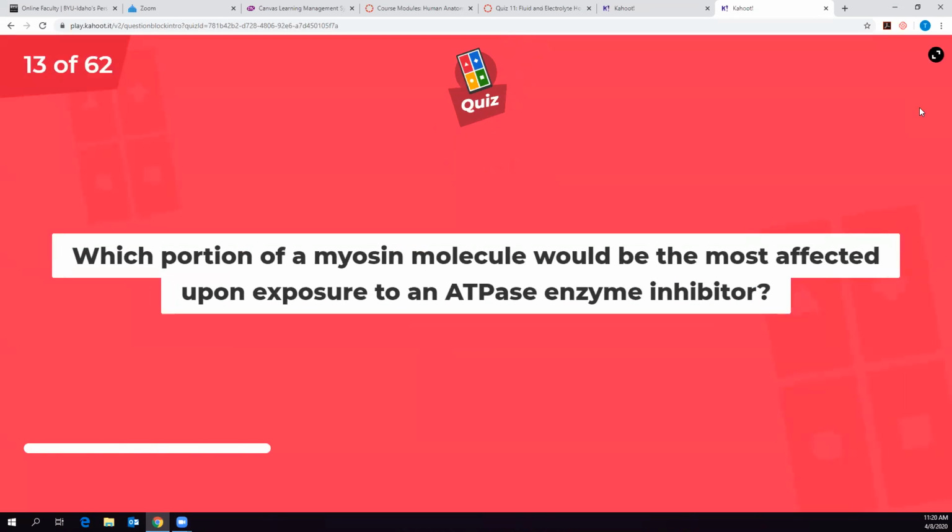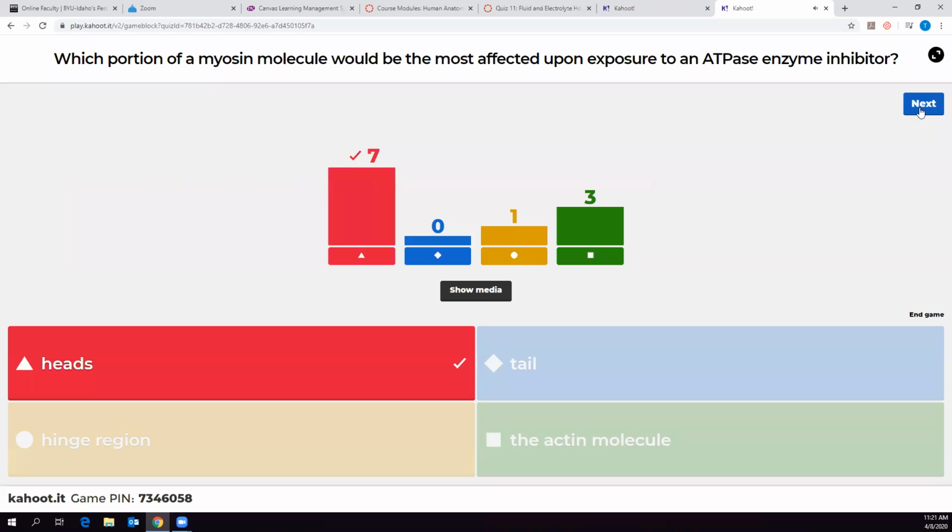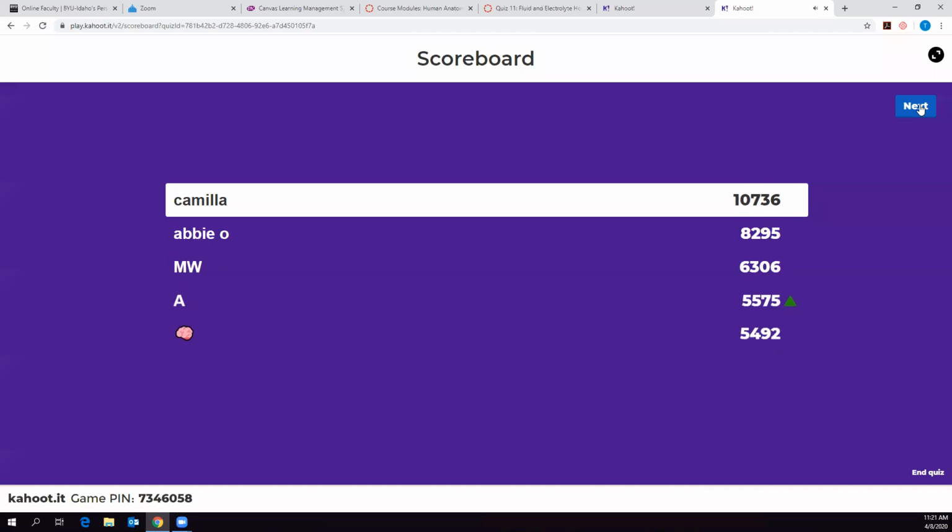All right, which portion of a myosin molecule would be the most affected upon exposure to an ATPase enzyme inhibitor? Okay, so in other words, where is ATPase? What is ATPase? So where in a myosin molecule do we have ATPase? It is in the heads. Perfect, because that's where we get the cocking, the moving of the head so that it can be in its high energy conformation so it can do the power stroke. All right.